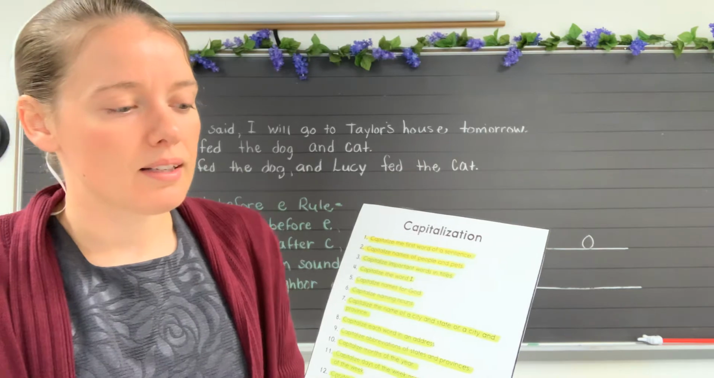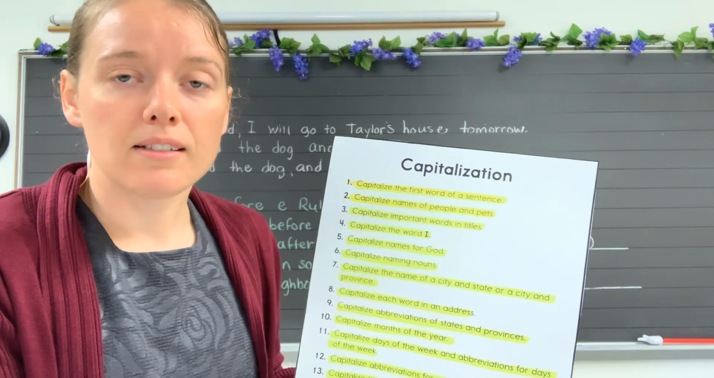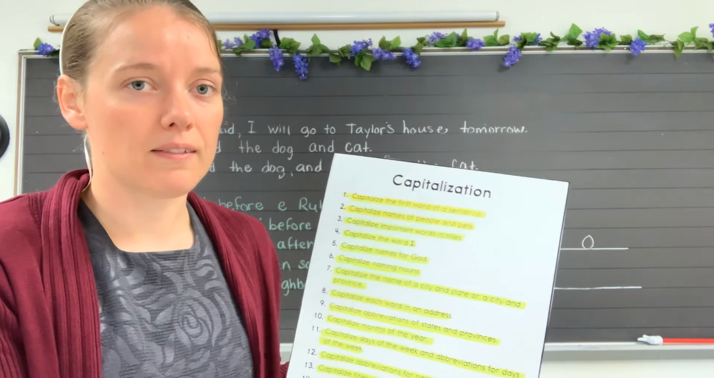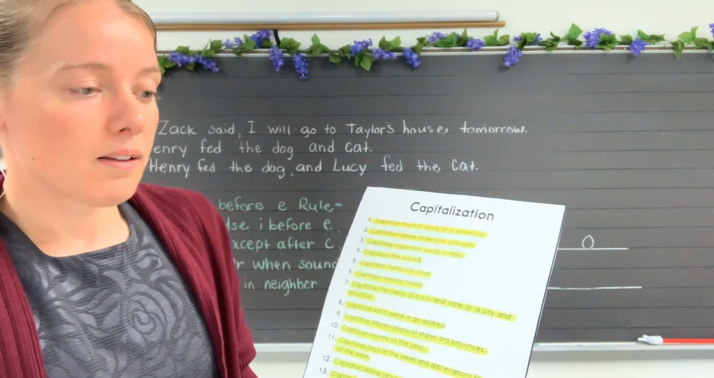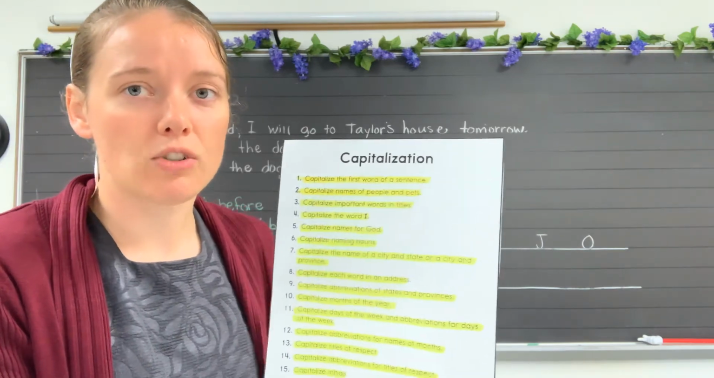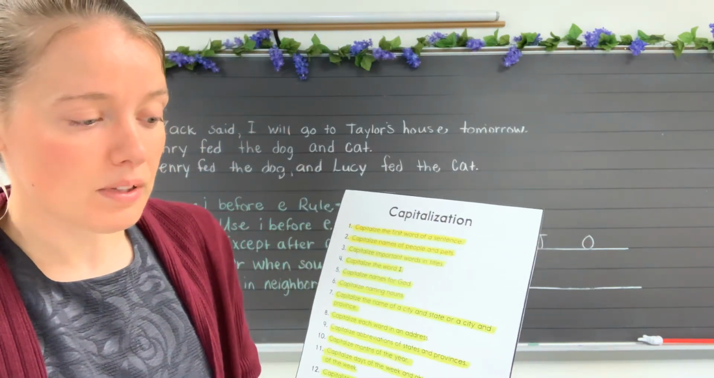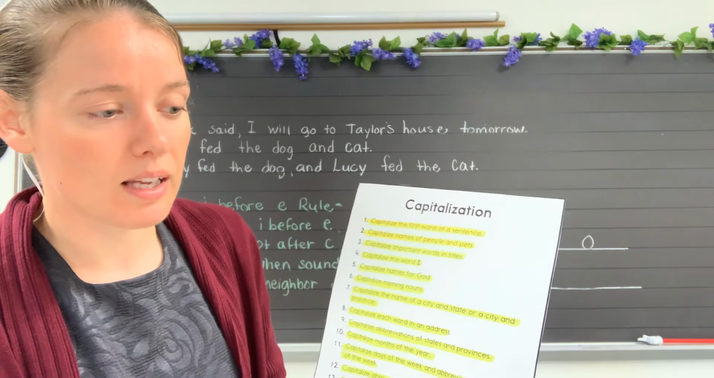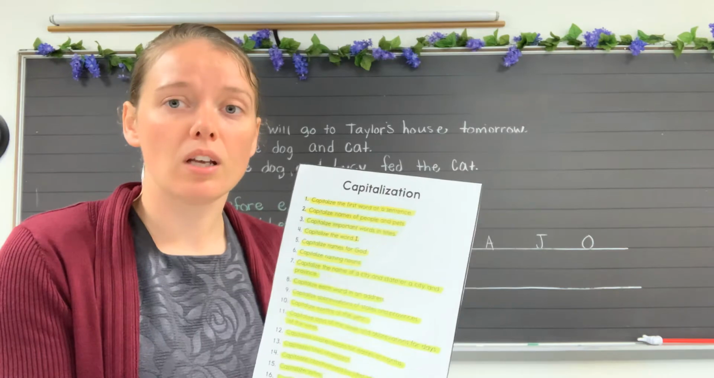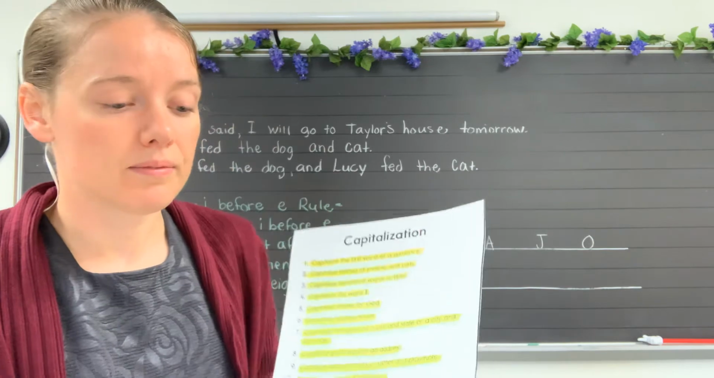Number 7, capitalize the name of a city and state or a city and province. So whenever you have a city and state like Indianapolis, Indiana, you will need to capitalize the city and the state. Number 8, capitalize each word in an address. So if you have an address, you will capitalize each word in the address. Number 9, capitalize abbreviations of states and provinces. So this is talking about abbreviations now. If you have an abbreviation, like for Indiana, it's IN, you would capitalize the I and the N.